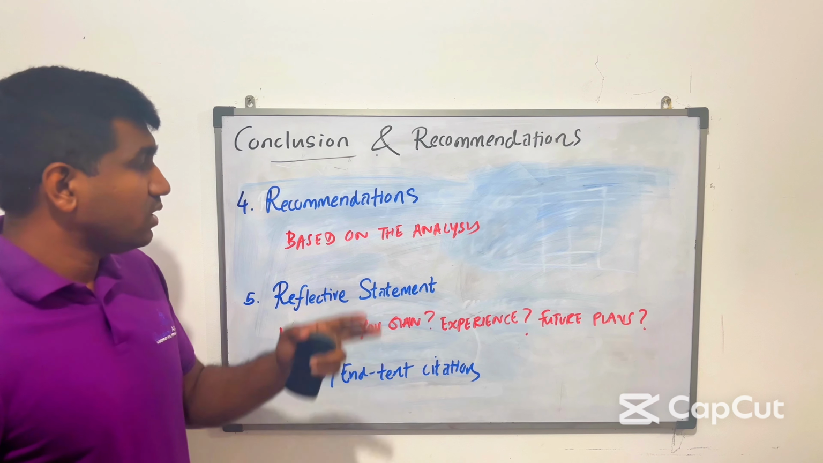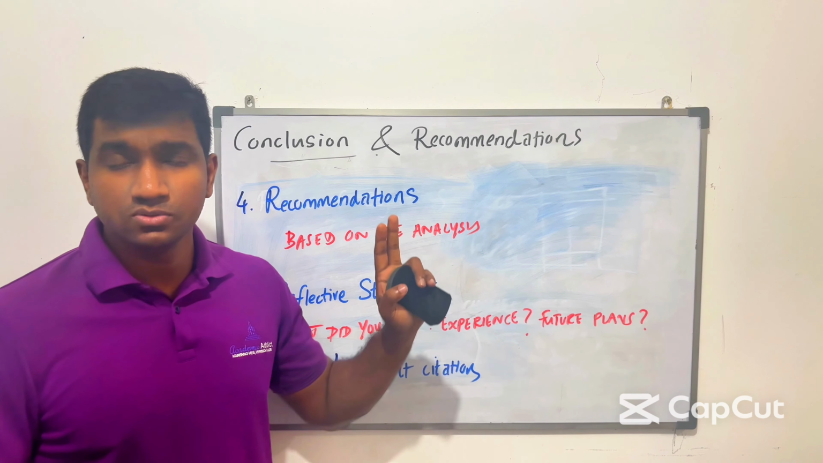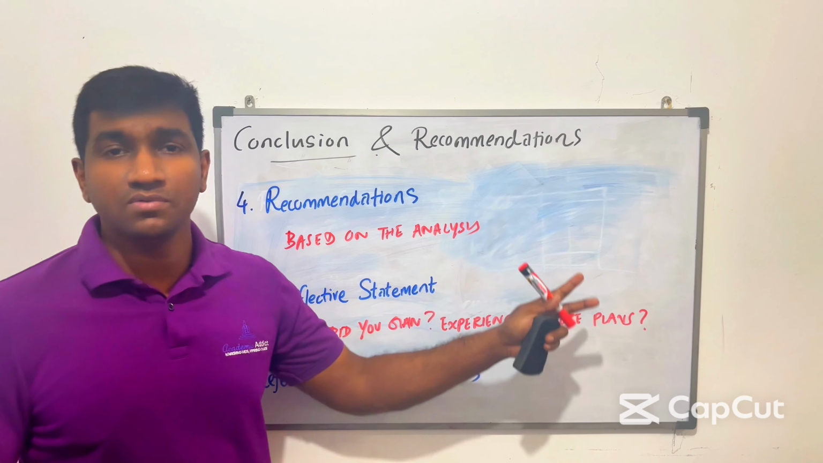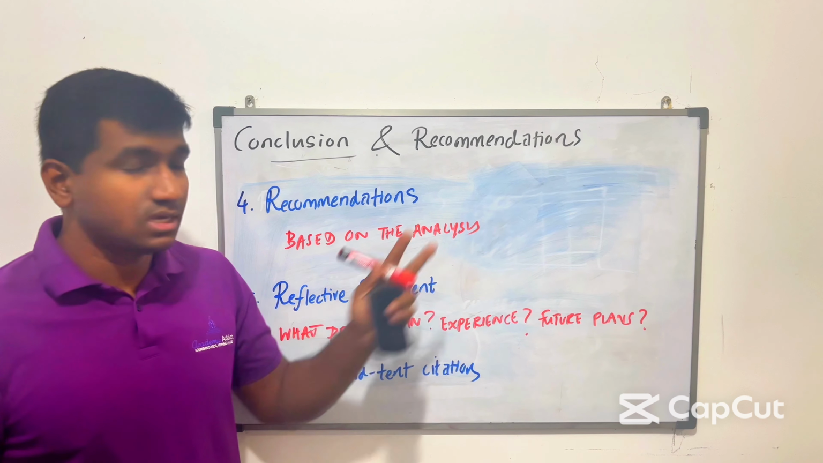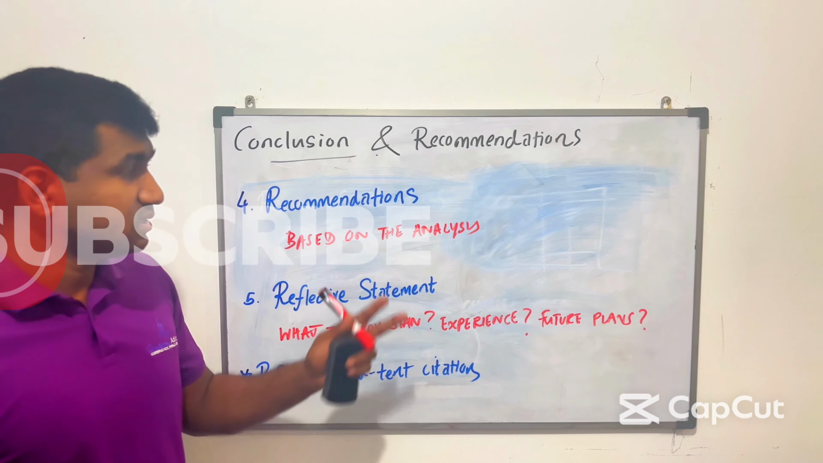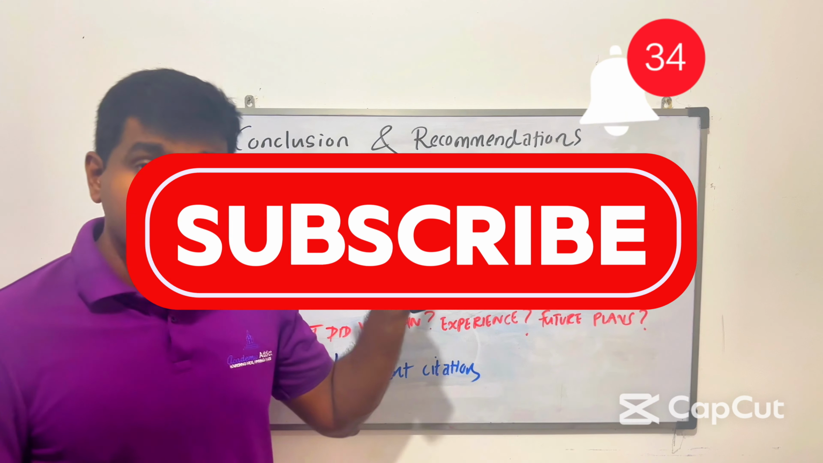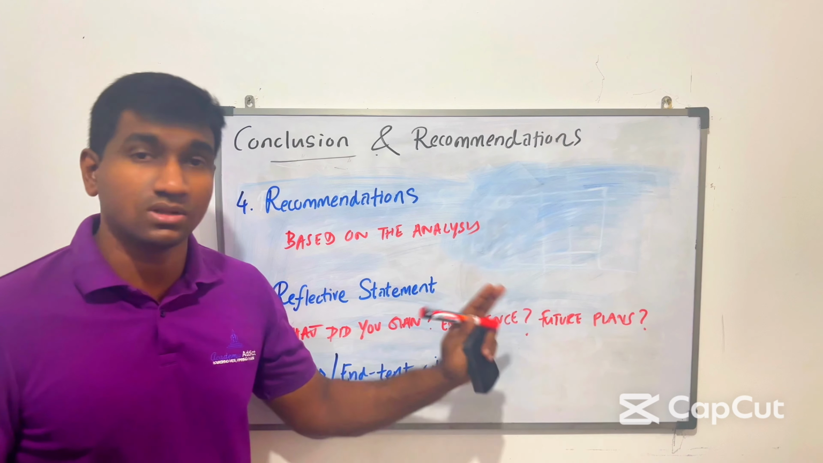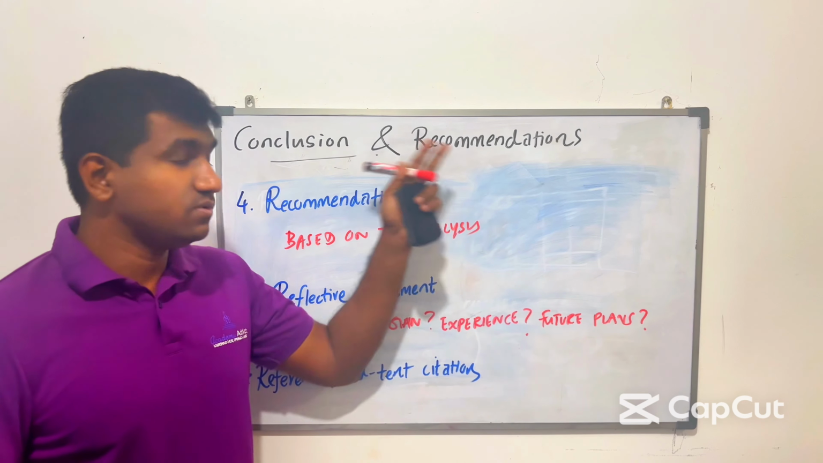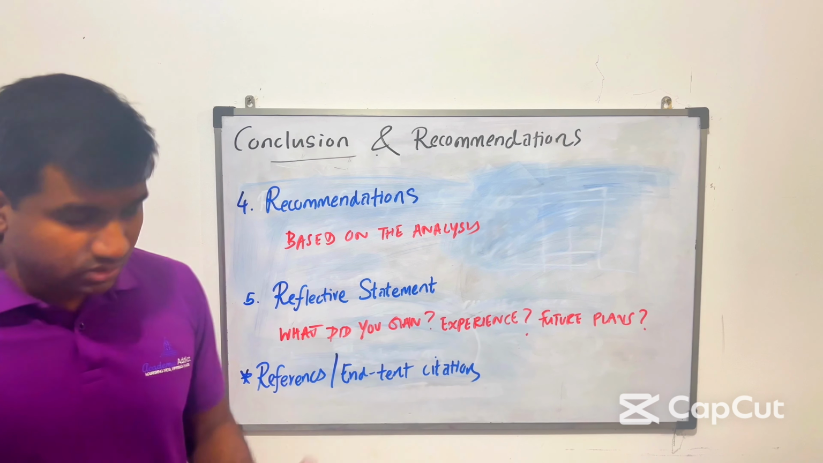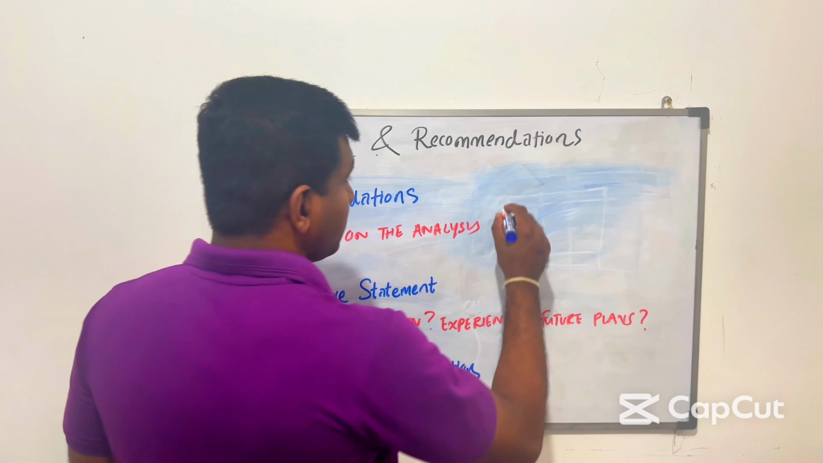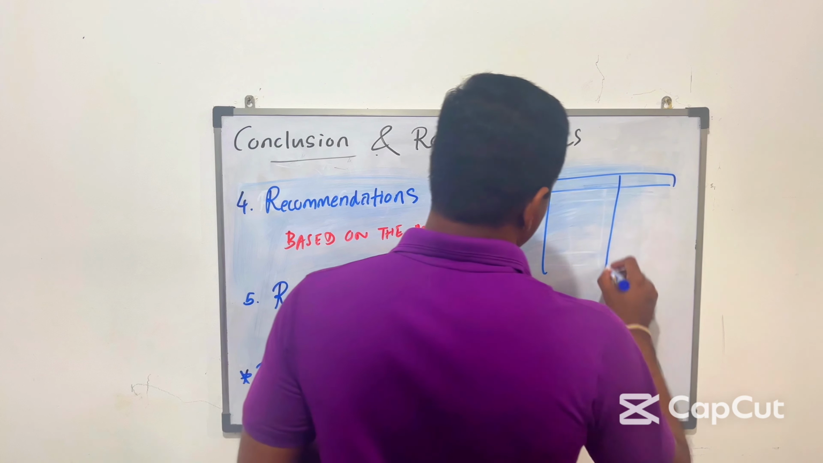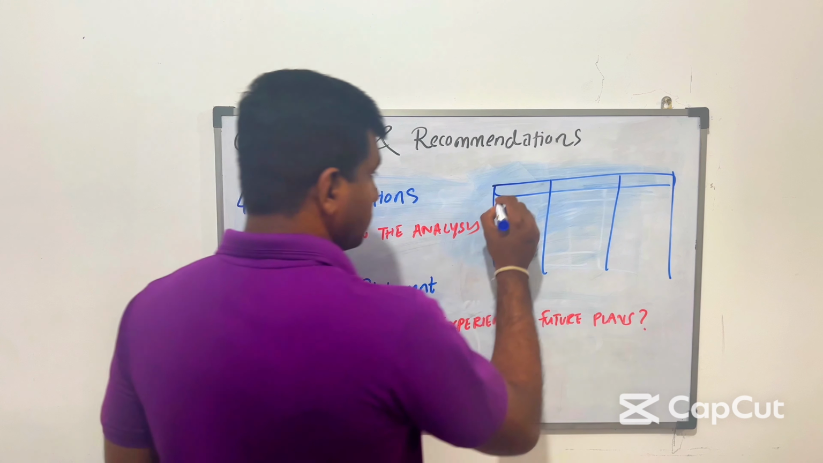I would always recommend you to use a table for your recommendation part. Maybe you can have a small paragraph explaining what you highlighted and what the key findings are, not the key findings of the project, but the key findings of the analysis, and then you can come to the table. In this table, I would recommend that you have 3 columns.